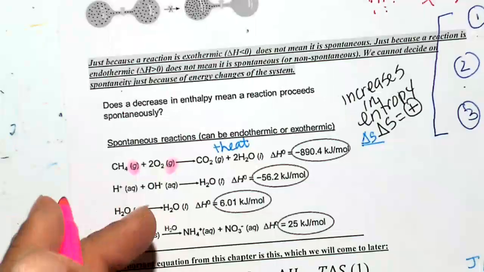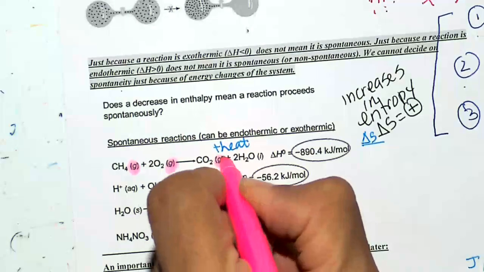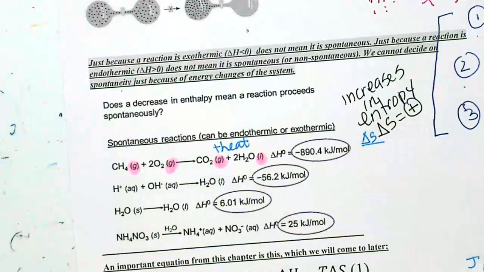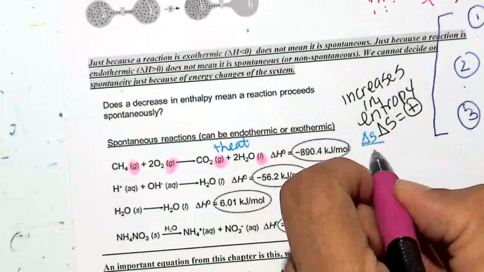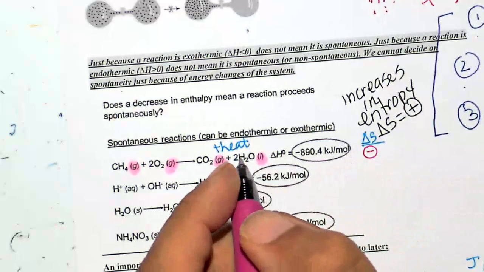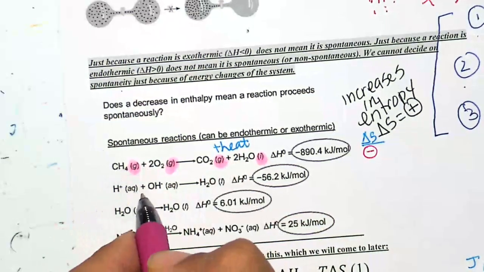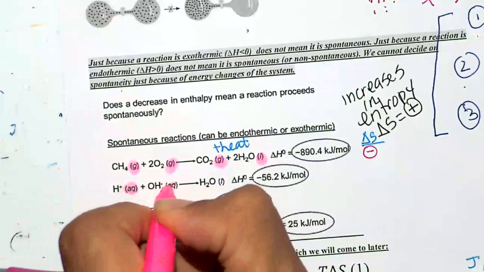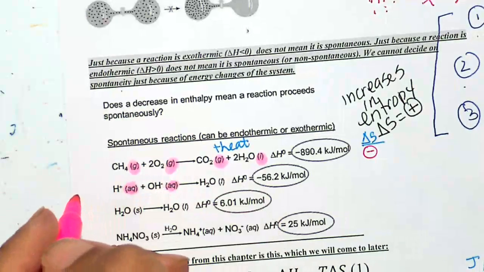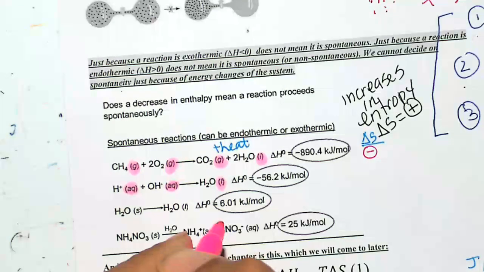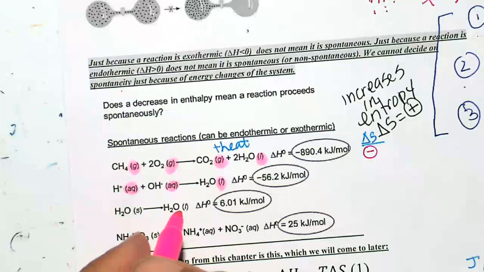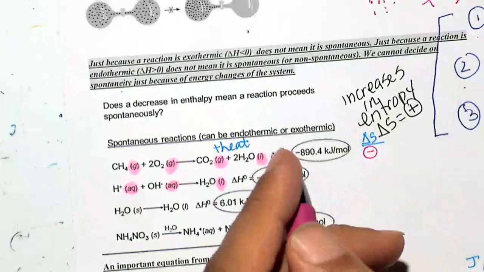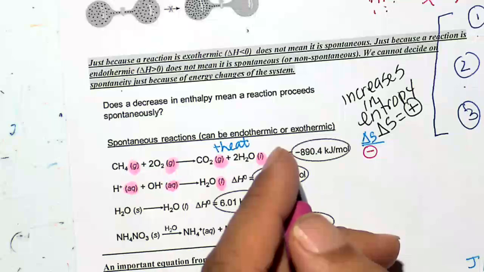Okay, we have a gas, and it's going to one gas and two liquids. So would that be positive or negative? It would be negative because you're making a liquid. See what I mean? What about this? You have something that's aqueous, dissolved in water. This OH minus is dissolved in water, and it's making a pure liquid, nothing dissolved in it. What would that be, positive or negative?